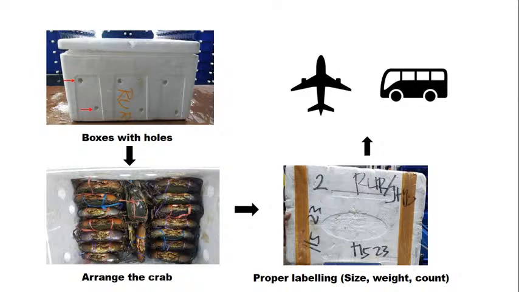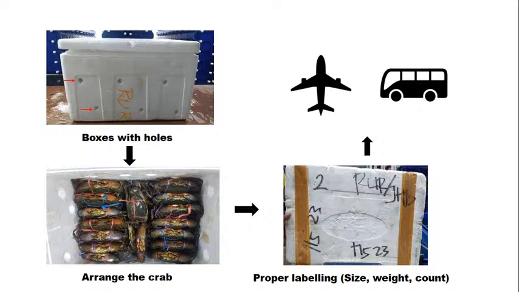Besides, you have to make sure that the crab is tied properly so they won't fight each other and kill each other inside the box. After the arrangement, you need to label the box properly so that your customer knows which one is their box. And probably you want to write the size of the crab, the weight and count of the crab on the box cover, so that when the customer receives the box, they can refer to the cover and not get confused with other people's orders.